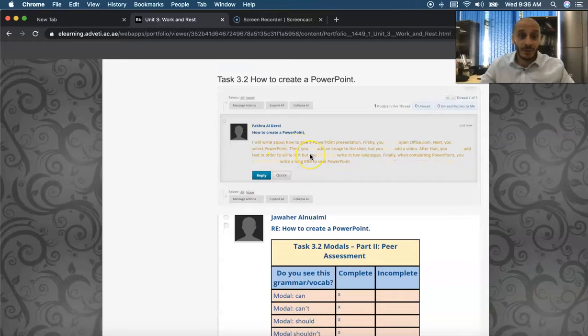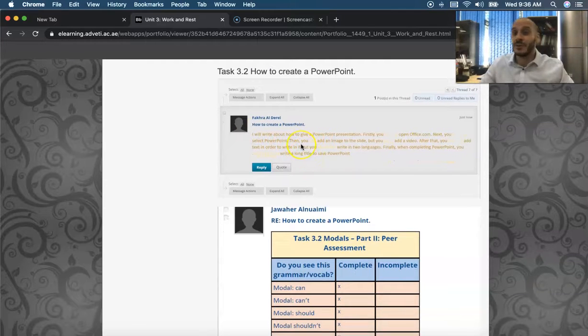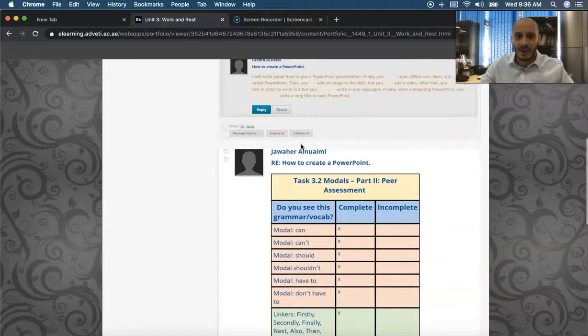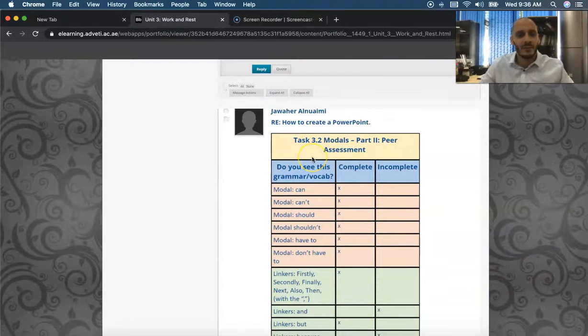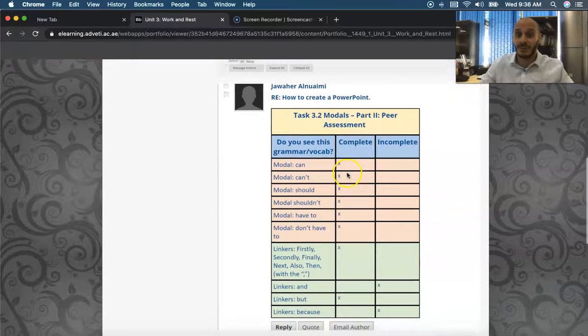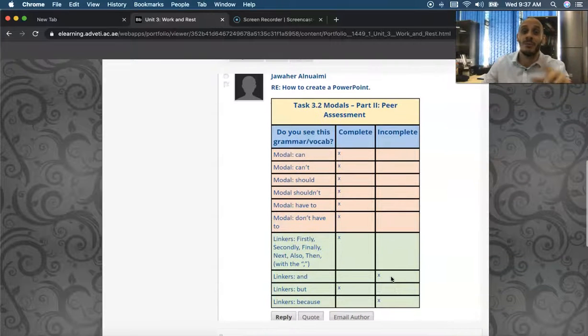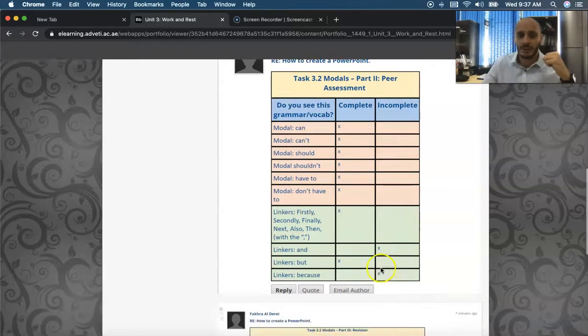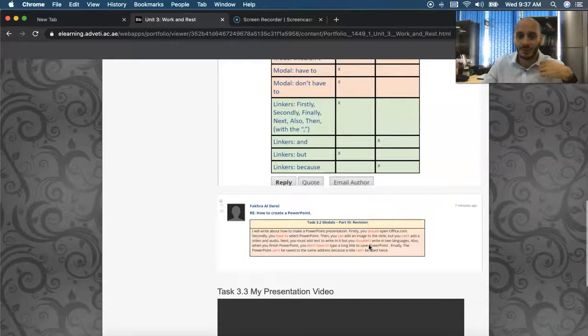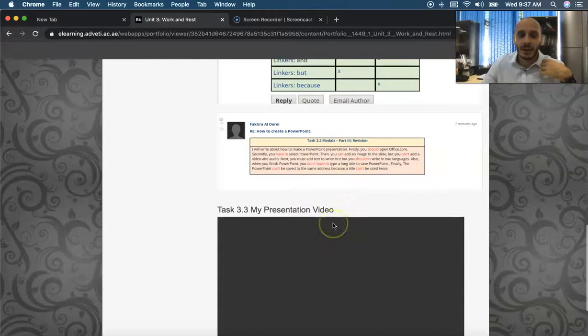So we looked at different structures for adding reasons. So she gets a little bit of a fail there. They did a discussion board as well about how to do different things, create PowerPoints, create Word documents. And they peer assessed this. So they were just checking, did they use this specific language? She used can, she used can't. She didn't use and. If you want more information about the peer assessment things, contact Francesca. She did that one.